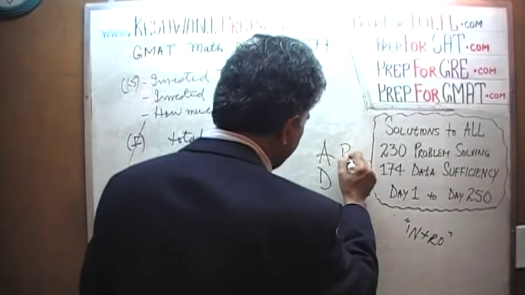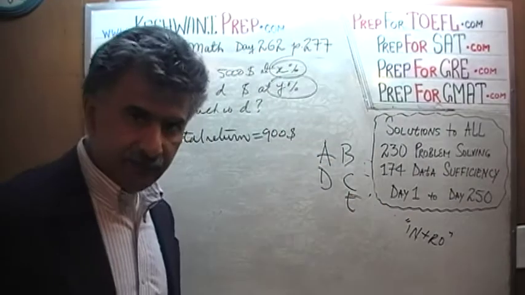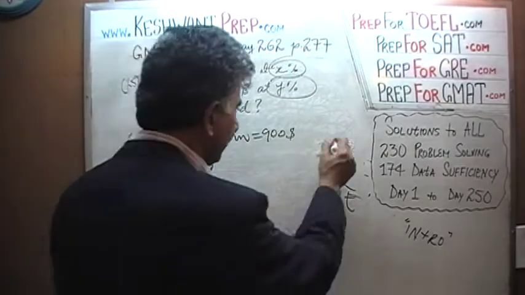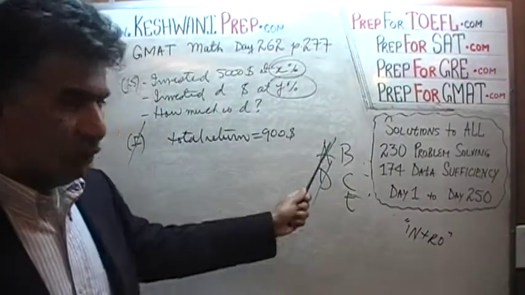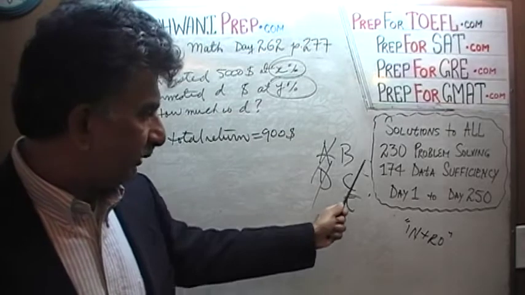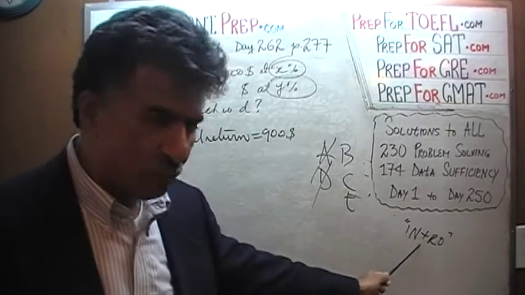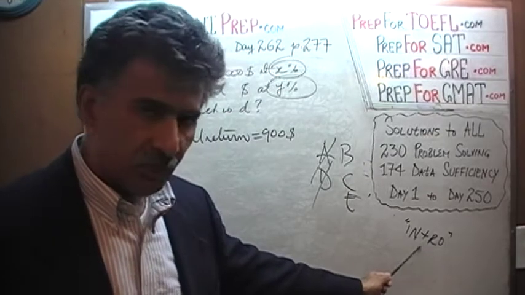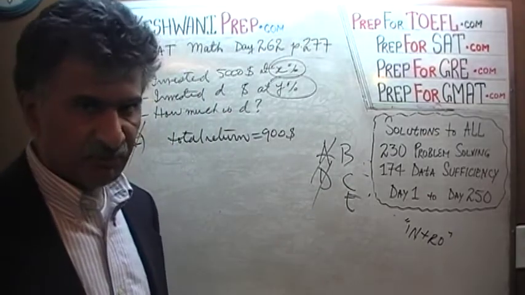A, D, B, C, E. Since the first statement we just established is not enough, the answer cannot be A or D. Again, if you do not know what we just did here, A, D, B, C, E, it's important that you watch the intro. Just type in GMAT, data sufficiency, and intro. Watch that video, make sure you understand how to set up these problems.